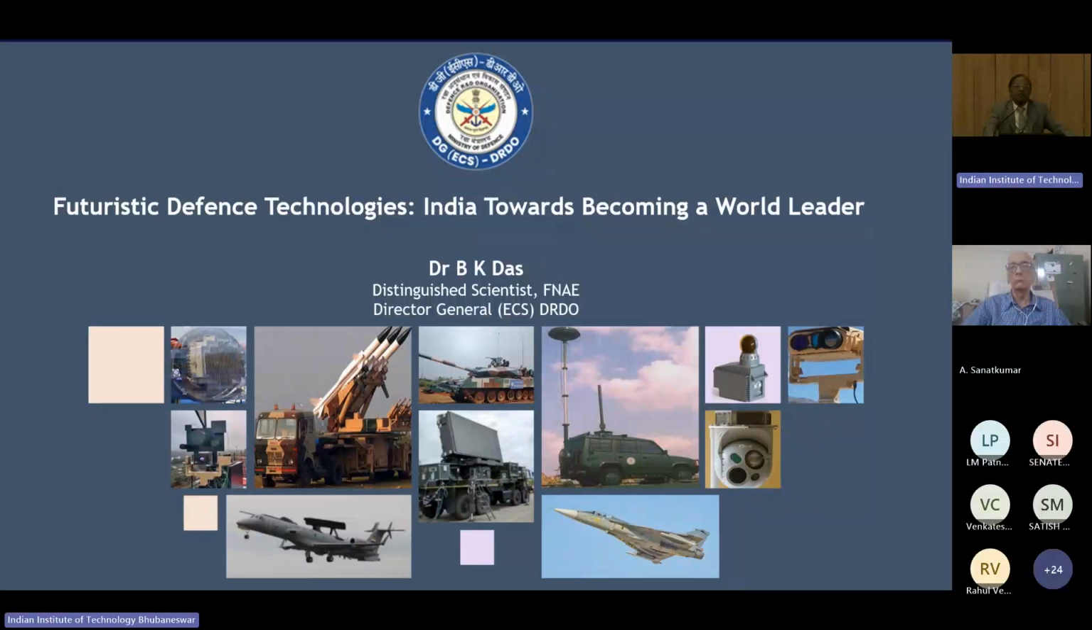At that time, BrahMos range was 290 kilometers. There is a reason behind it: there was an international treaty that you can't cross 300 kilometers for the missile, so we wanted to restrict it to 290. But the BrahMos capability was far more superior, and we later started extending the range. Today BrahMos touches nearly 800 kilometers.